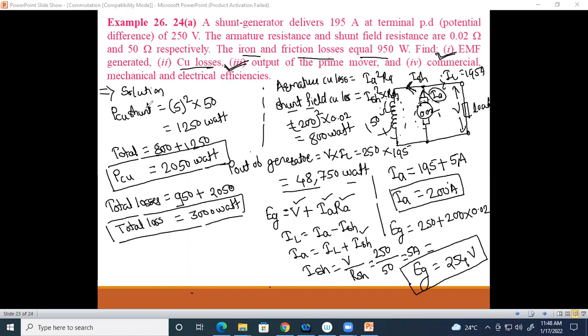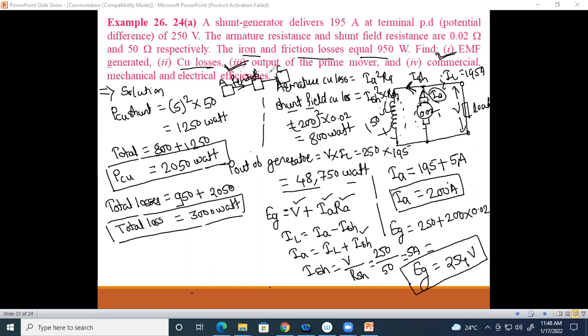Output of the prime mover means input of the generator, right? Generator's input. So for that, all of you see the power stages. Stage number 1, that is stage A. After that, there are some frictional losses, there is iron loss. After that, the power developed in the armature. After that, the copper loss, and C is the output.